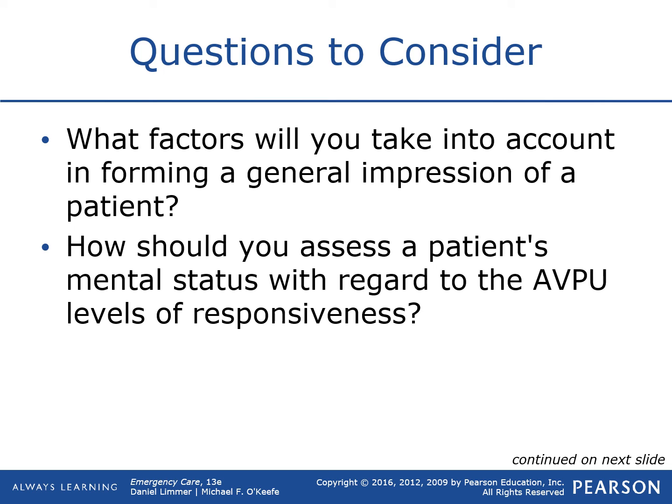V is for verbal. So if they aren't looking up at you when you walk up to them, you say their name. If they look up, but they immediately go back to sleep or look back down, and they don't talk to you until you stimulate them again with verbal stimuli, that's V. P is if they only move or open their eyes to painful stimuli, and U is completely unresponsive.